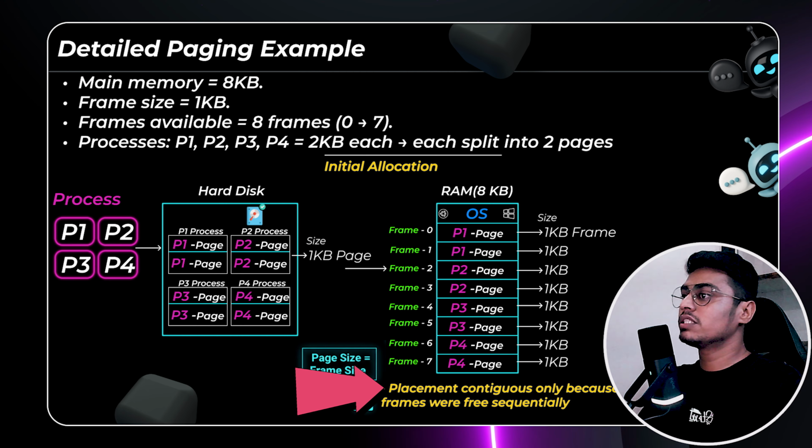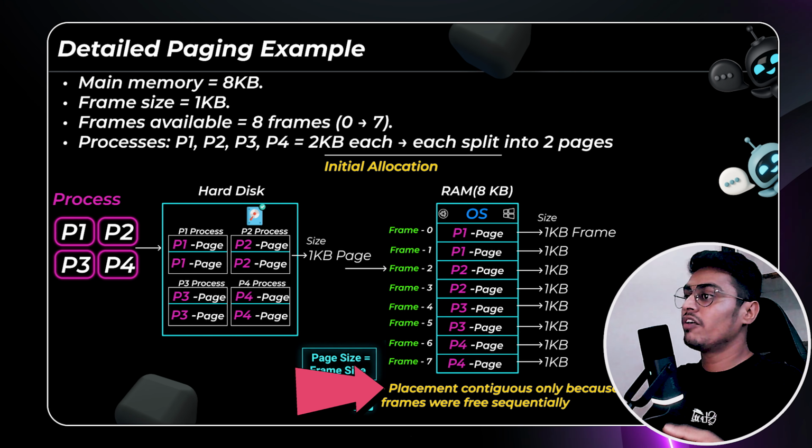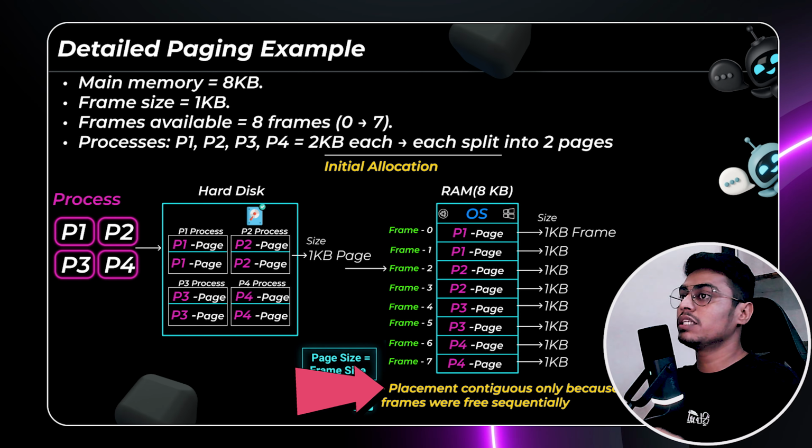Now you might notice that in this case we placed pages contiguously. This happens because frames were available in a continuous manner. But remember, paging allows non-contiguous placement. If frames weren't available contiguously, we could have scattered the pages anywhere. The real power of paging becomes apparent when processes start terminating.